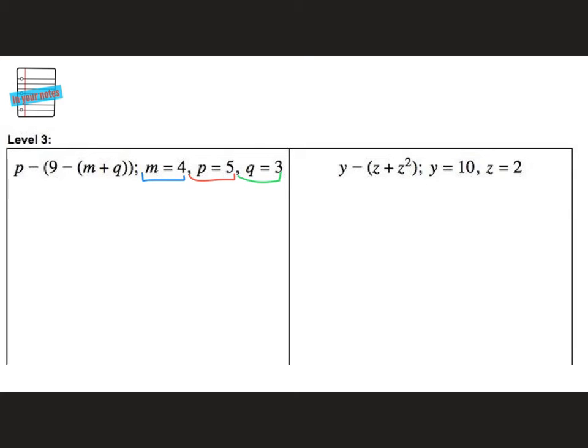So here we are. Our first letter is p. So we'll put in 5. And then we have minus 9 minus m plus q. So m is 4, q is 3. So we've filled in our blanks here. Now we can do some simplifying. So let's start in our innermost parentheses. 4 plus 3 is 7.